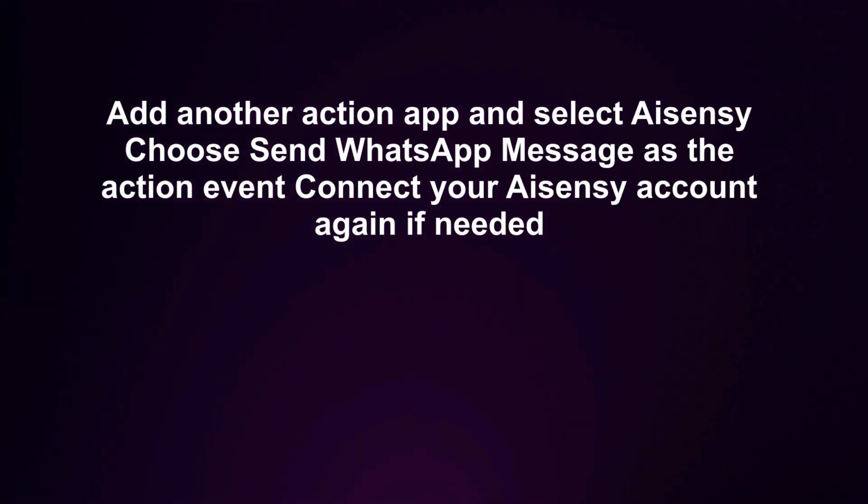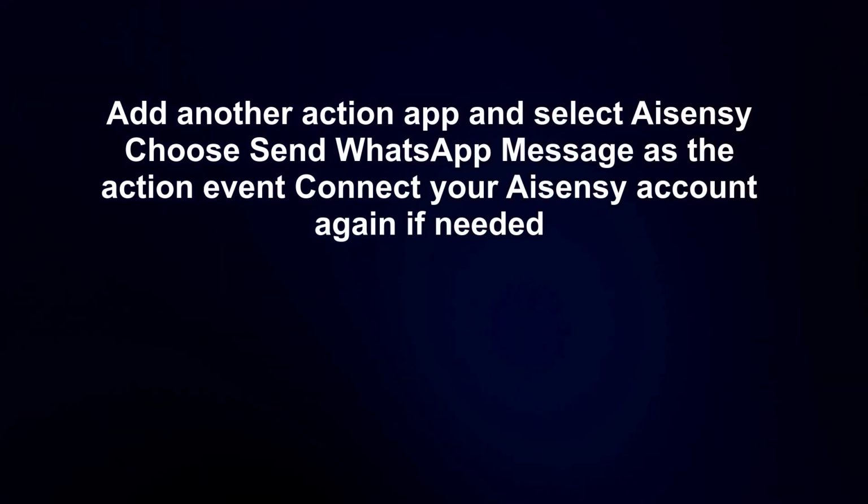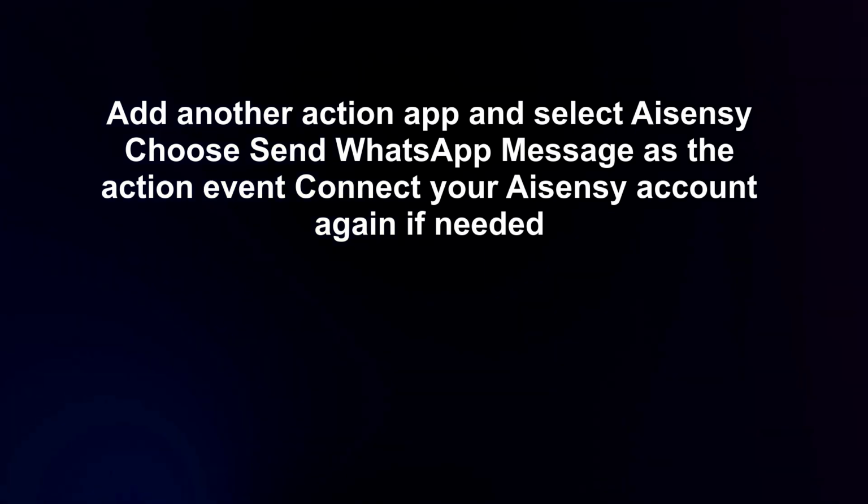Add another action app and select Aisensy. Choose Send WhatsApp Message as the action event. Connect your Aisensy account again if needed.